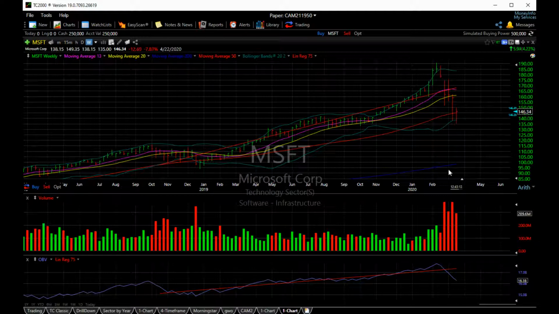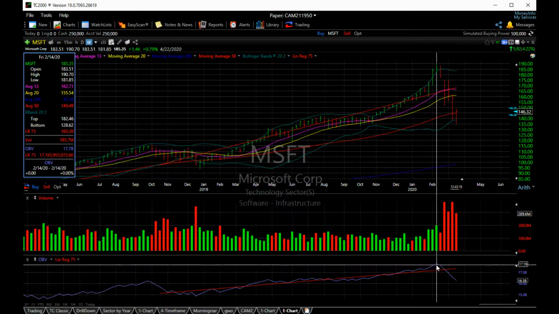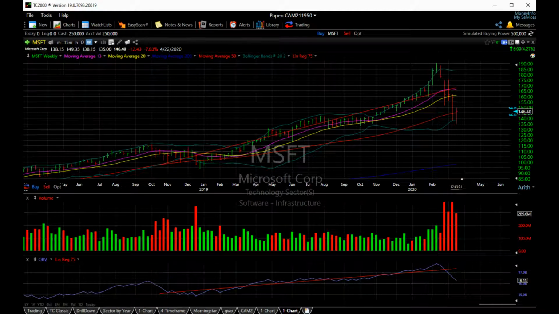More importantly, again, on-balance volume stretched to the upside further than it's been in this entire 2 year period. But now on this decline, we are that much oversold, and I would expect this to be able to rally.